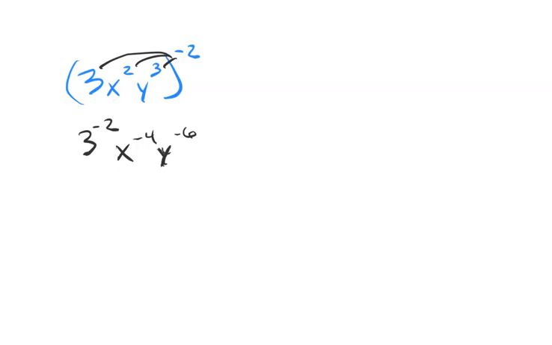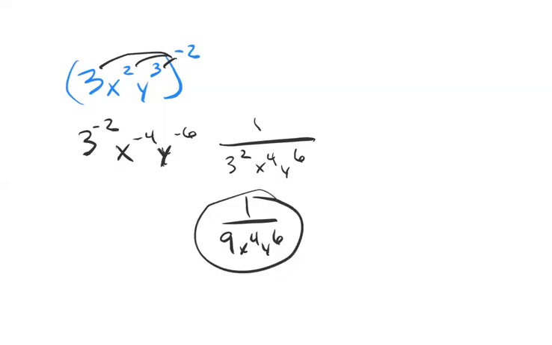And now I've got negative exponents. So all 3 of those need to go to the bottom of the fraction. We're going to have nothing left on top, so there's got to be a 1 there. And then the bottom is going to be 3 squared, x to the 4th, y to the 6th. Got to change that 3 squared, though, into a 9. So we're looking at 1 over 9, x to the 4th, y to the 6th for that answer.